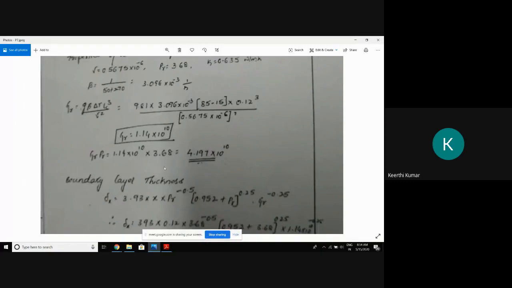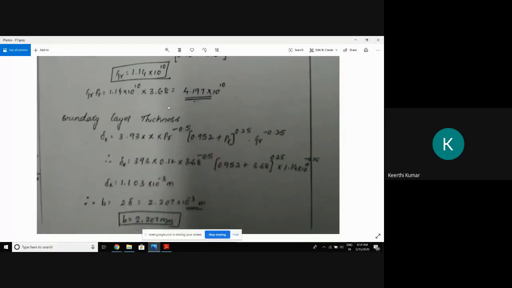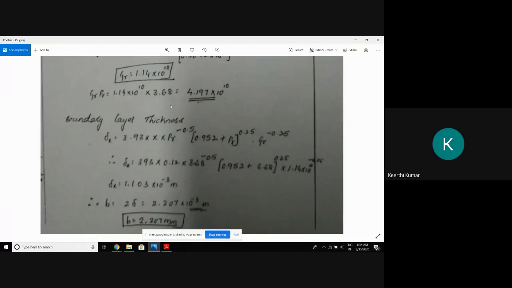Okay. Now, in this problem, he is not asking you to find out the Q, the rate of heat transfer. So I am not going to take the value of the Nusselt number.